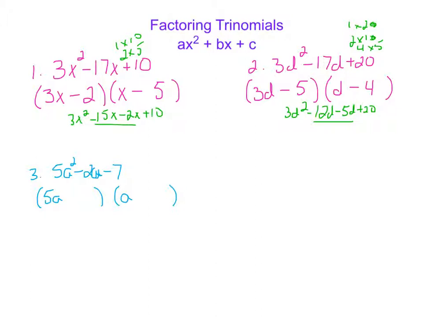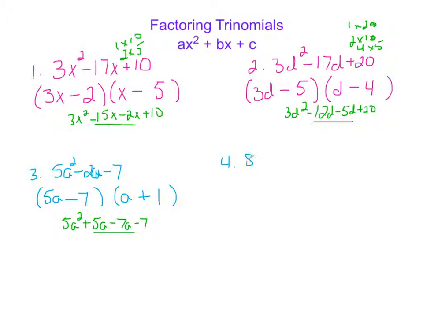So that tells me I'm going to have to put the 7 in the first parenthesis and the 1 in the second. Now, when I FOIL, I want to subtract up to a negative 2. So that means the 7 will get the negative sign and the 1 will get the positive sign. And let's FOIL to check. We get 5a squared plus 5a minus 7a minus 7. You combine your middle terms, you do get a negative 2a. All right, one more example.